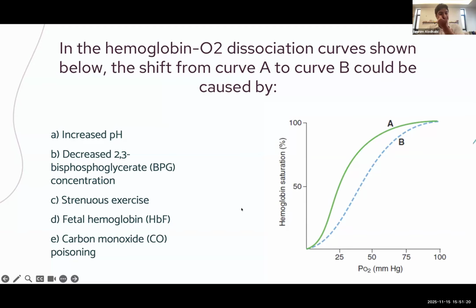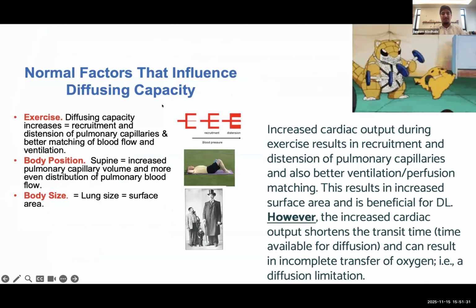Okay, I'm seeing some answers. All right, so correct. Good job, you guys. The answer is C. So we're having a shift to the right here, which means that we are actually having less oxygen or an incomplete transfer of oxygen.